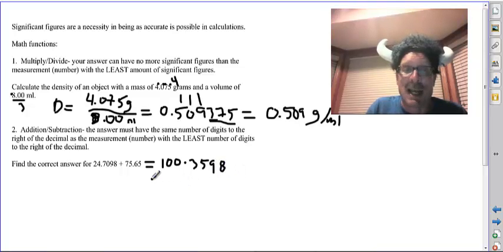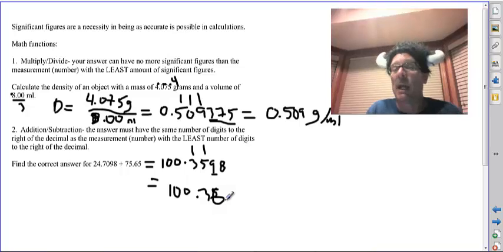Okay, but I have to round that down, or up. I have to round that to reflect that my weakest measurement was the 0.65. So after the decimal, there's the first one, there's the second one. I have to round the 5 with what the 9 tells me to do, which is round up. So that answer has to be reported as 100.35 to retain my accuracy. Oh, 36, sorry, rounds up, to retain my accuracy in measurement.